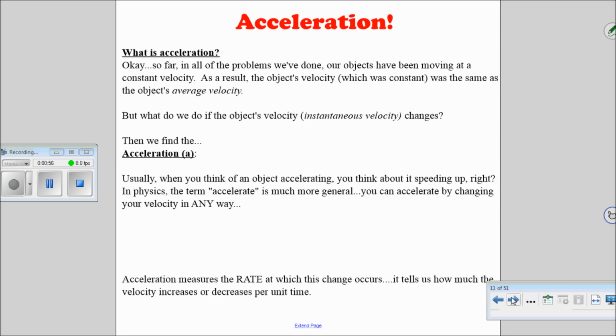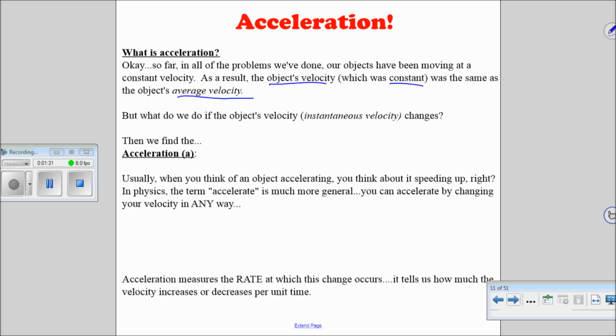Here we go, acceleration. So what is acceleration? So far, in all the problems that we've done, our objects have been moving at a constant velocity. Like it'll say, Roy drives his car at 20 meters a second for 5 seconds, with the implication that he's always driving at 20 meters a second. And what that meant was that the object's velocity, which was constant, was the same as the average velocity. But what happens if the object's velocity is not constant? What if the object is speeding up or slowing down?